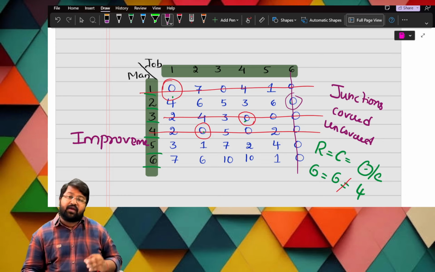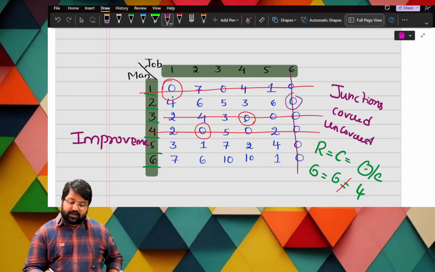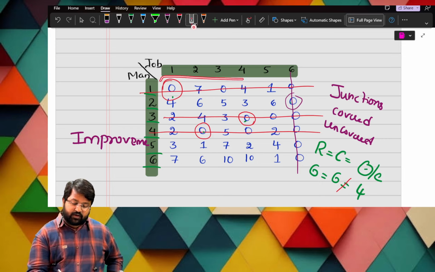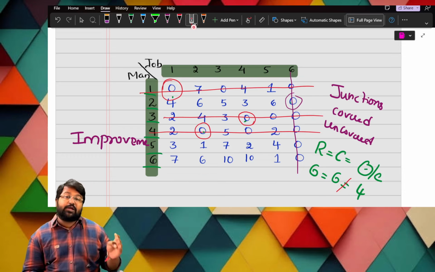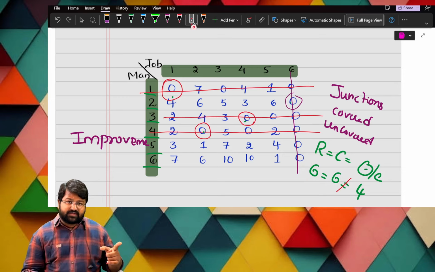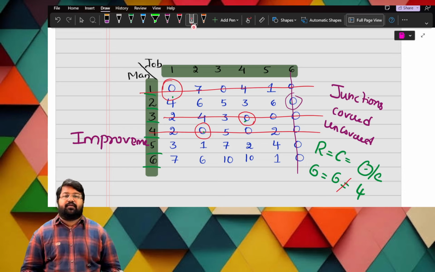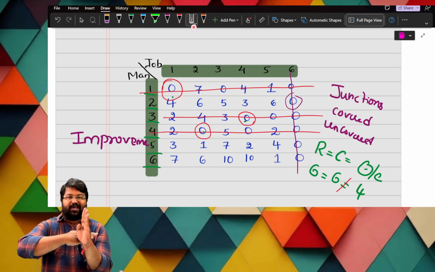Junctions, covered, uncovered. Three parts. So the entire matrix has been bifurcated into three parts. Again, I am telling, these are the elements. I have bifurcated them into three parts while doing the improvement. So they are junctions, covered, uncovered. Sir, what is a junction? It is the intersection of two lines.